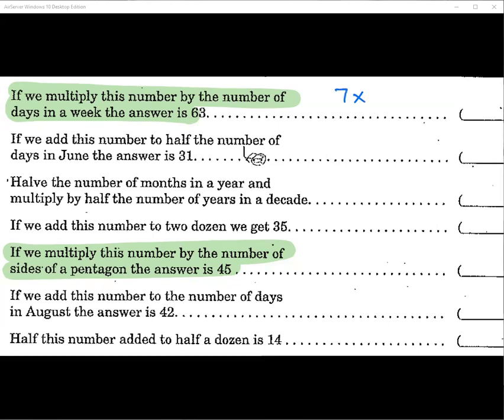The days in a week is 7. Yeah, and you multiply by what? You have to multiply it by x, and the answer is what? 63. So how do you work out the x? You have to do 63 divided by 7. So what's the answer? 7. Sure? No. 9. 9.